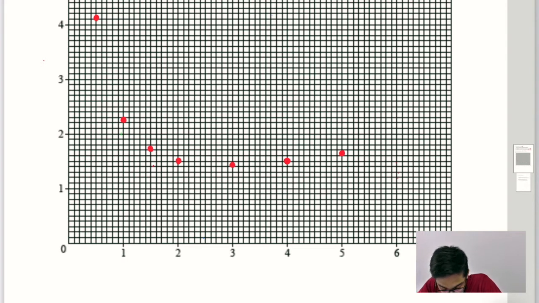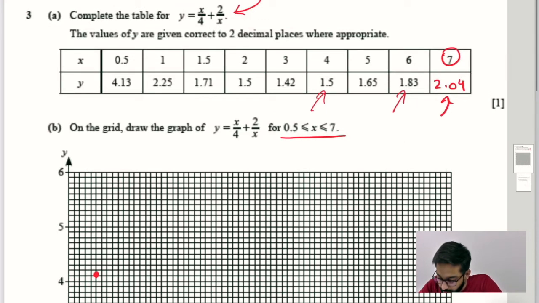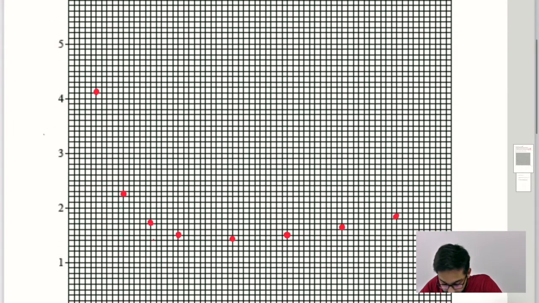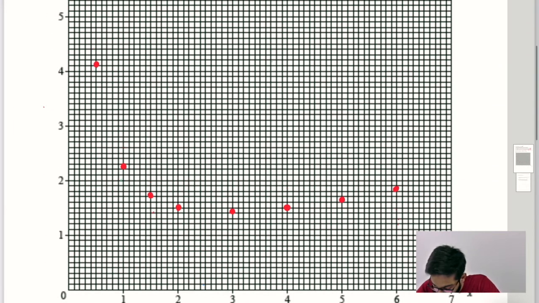Oh, 1 second. I made a mistake over there, I think. 1, 2, 3, 4, 5, 6, 7, 8. Okay, 1.83. It is going to be here. Then the last value is going to be 7 and 2.04. Okay, so it is going to be somewhere around here.